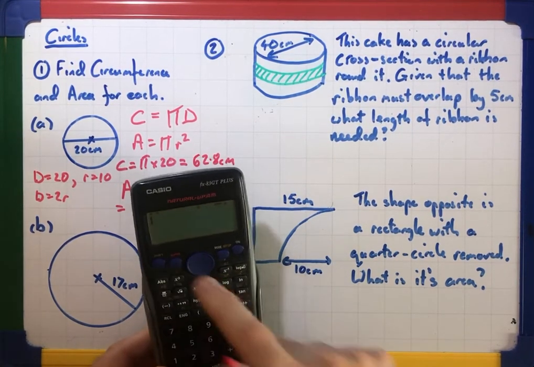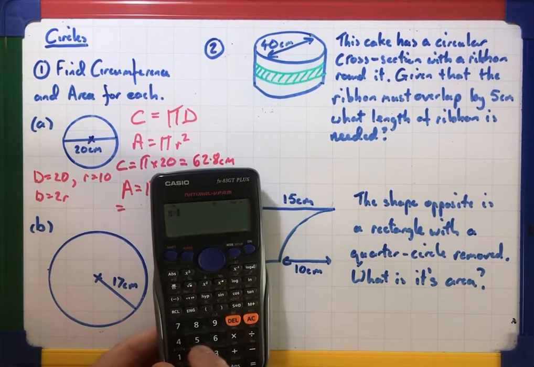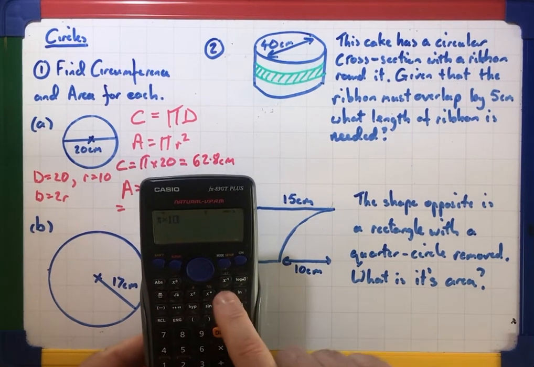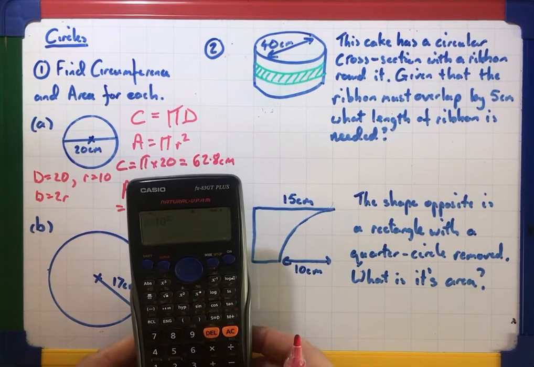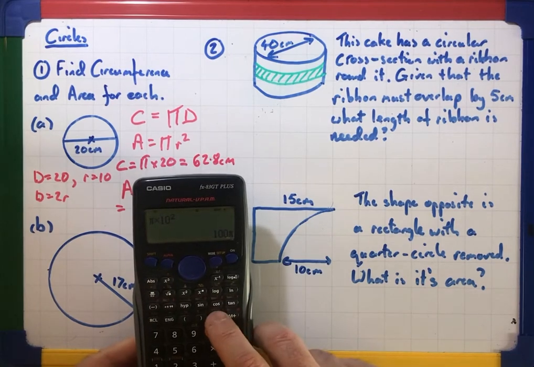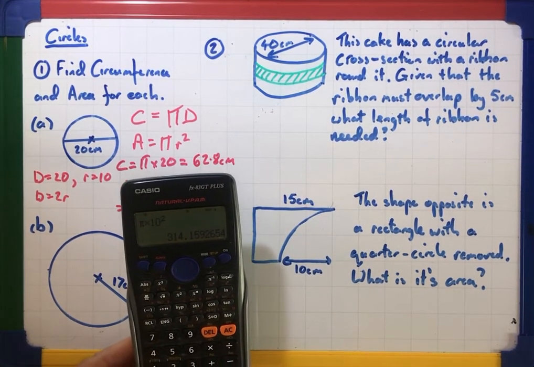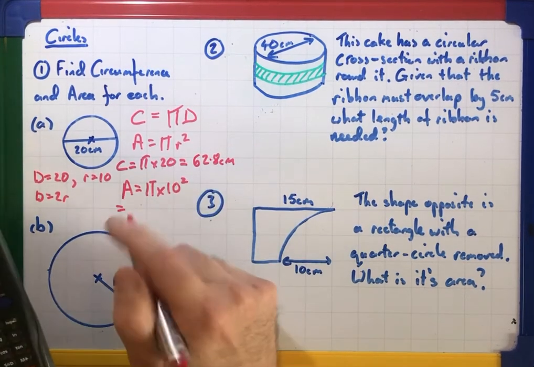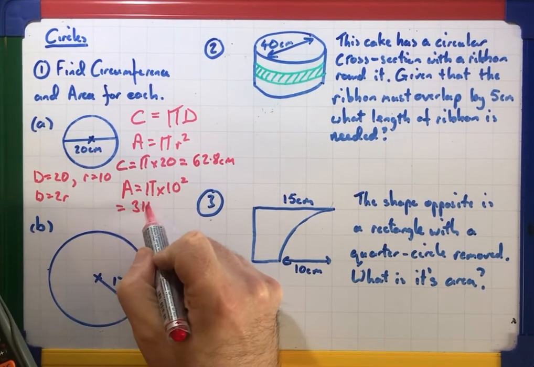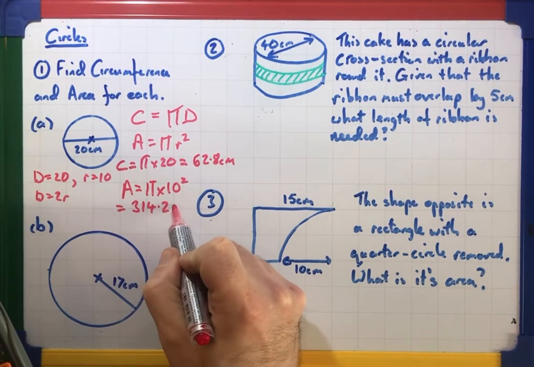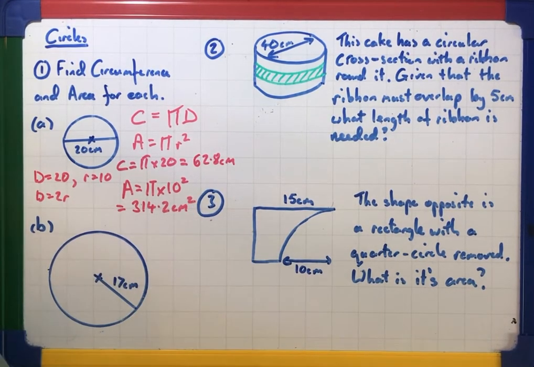Okay, again, I can work that out on my calculator. All we do, we put in pi times 10, and we've got a squared button. Work it out, tells me 100 pi, don't really want that. Turn it into a decimal, you've got 314.2 if we're rounding to one decimal place. And remember that's an area, so it's centimetres squared.